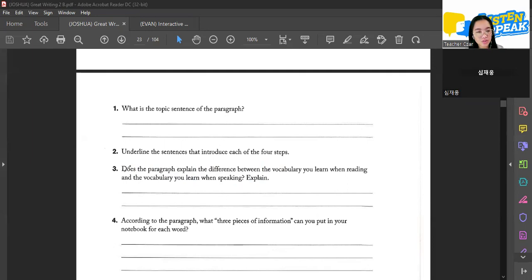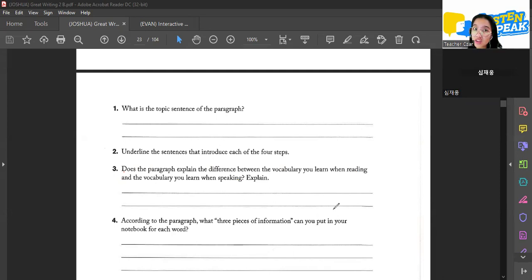Okay, let's start with the first one. So does the paragraph that we read explain the difference between the vocabulary you learn when reading and the vocabulary you learn when speaking? Does it help you, Joshua? Yes. Okay, no, why? It doesn't help you? Why not? I don't know. Okay. Because each of every one of us has a different strategy.